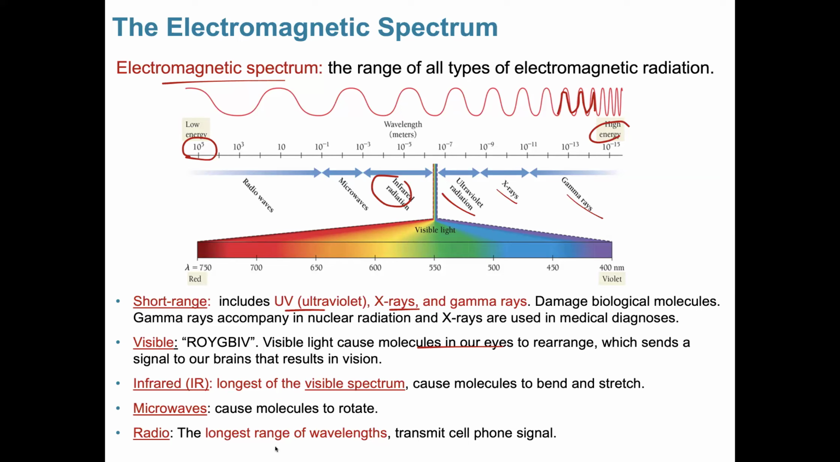It has enough energy to cause water molecules to rotate, and a lot of water molecules rotating start to rub against each other, which produces friction and heat. And that's why microwaves can be used to heat up food. And radio waves have the longest range of wavelengths. They're used to transmit cell phone signals.